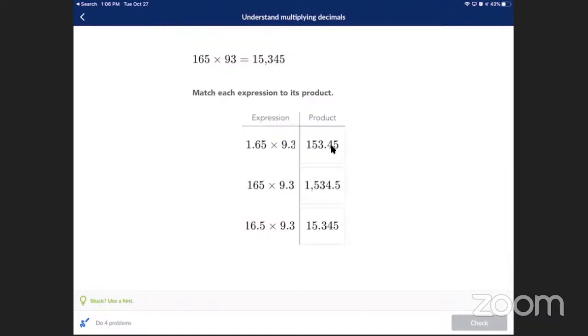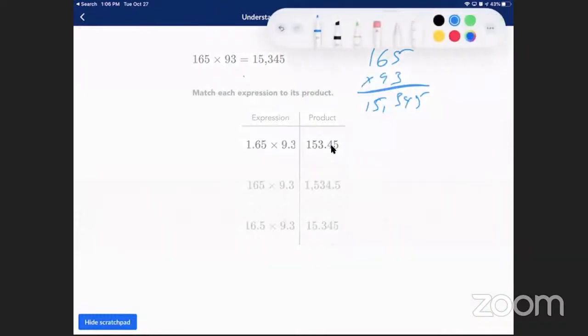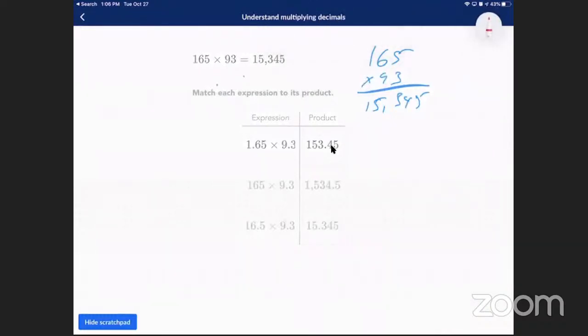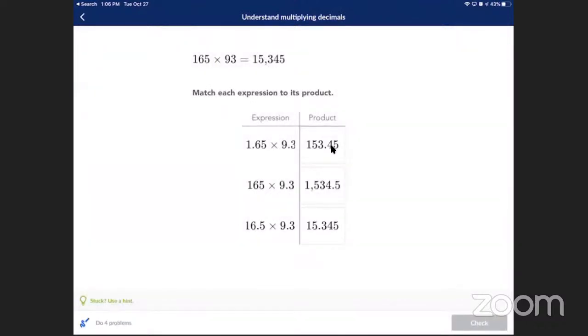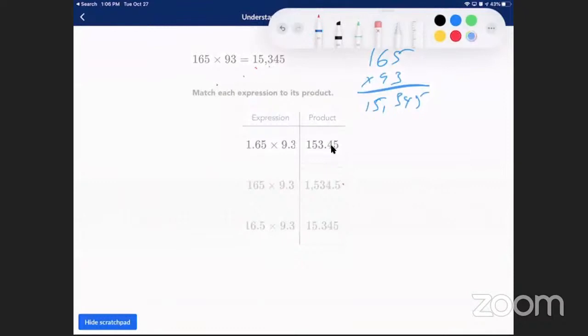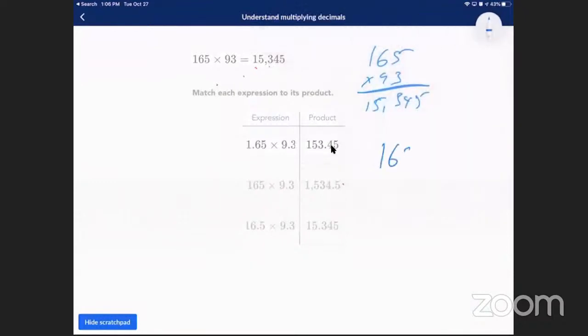So they're saying basically that if we see that 165 times 93 is equal to 15,345, then we should be able to find out which one of these products matches each expression. What I like to do when I start doing something like this is start with a very simple situation. This one is pretty much like that.